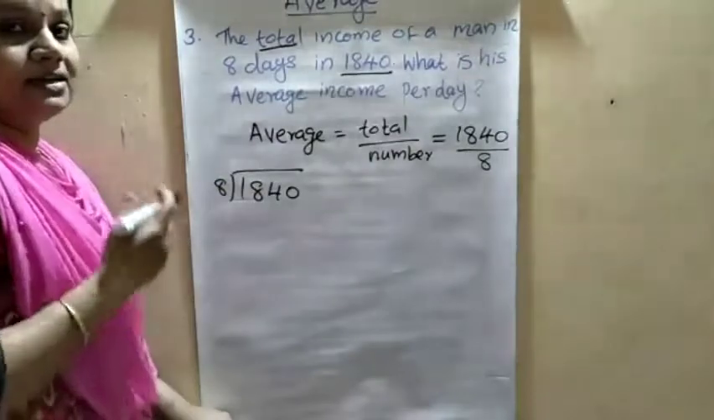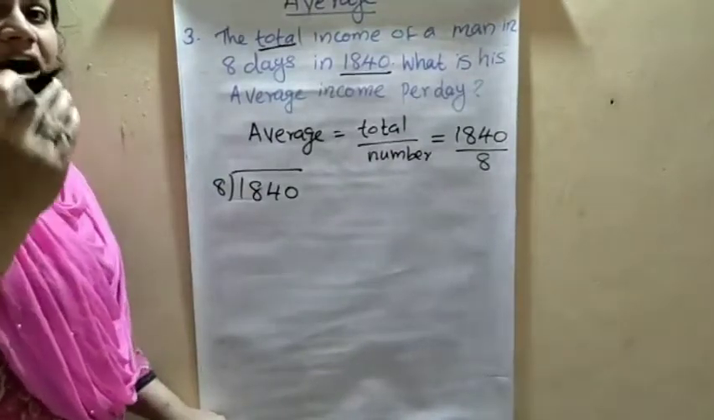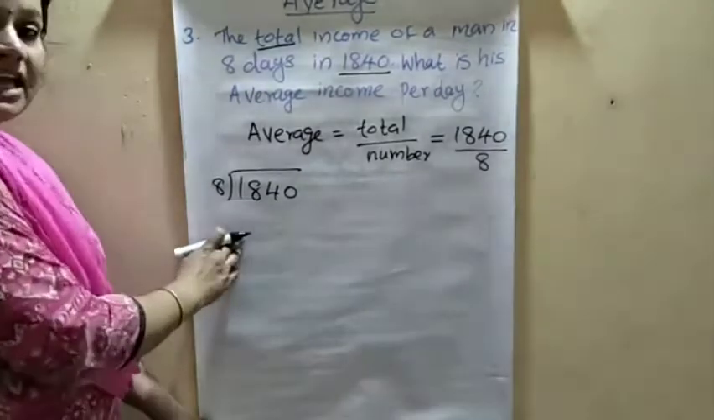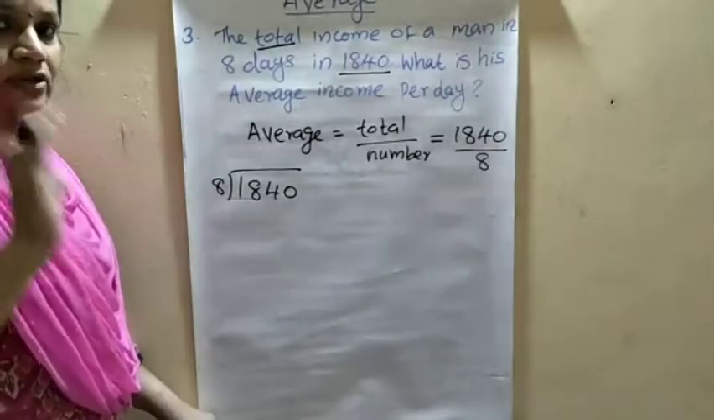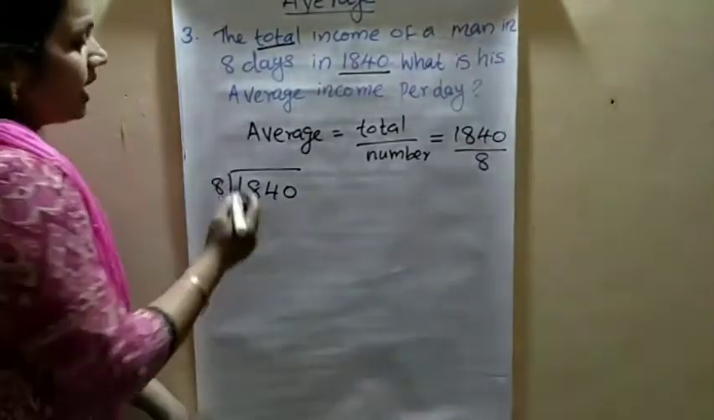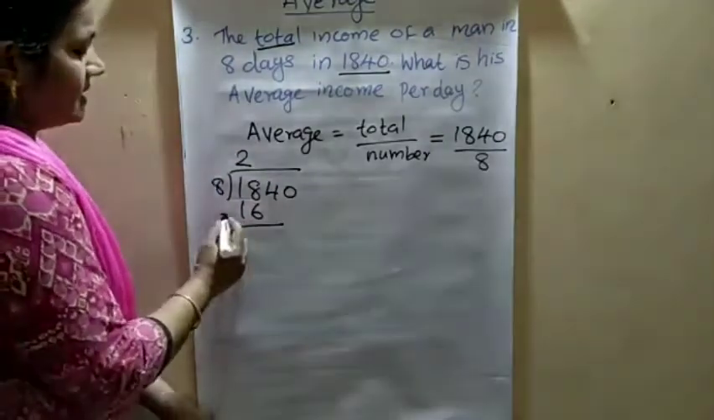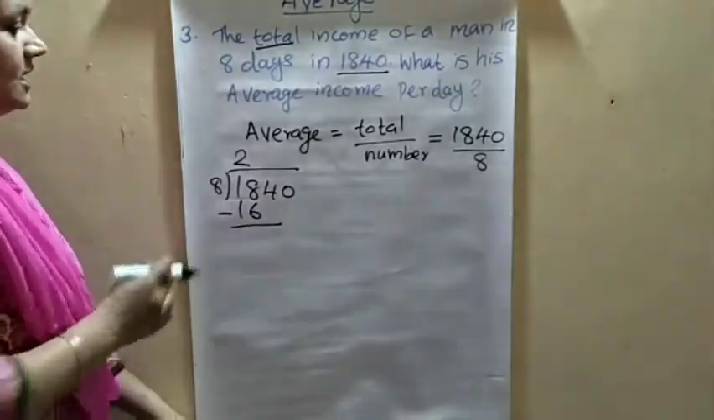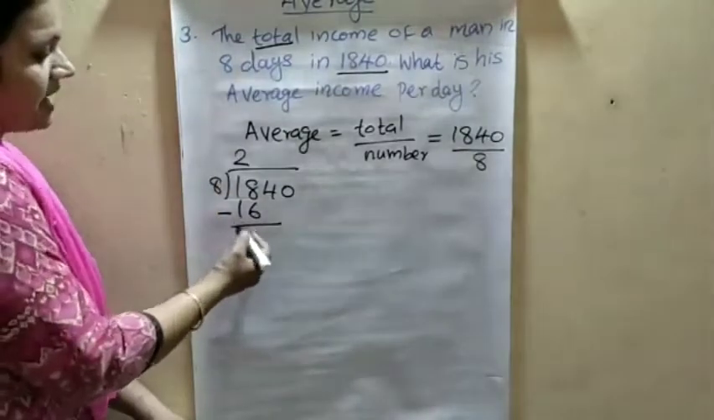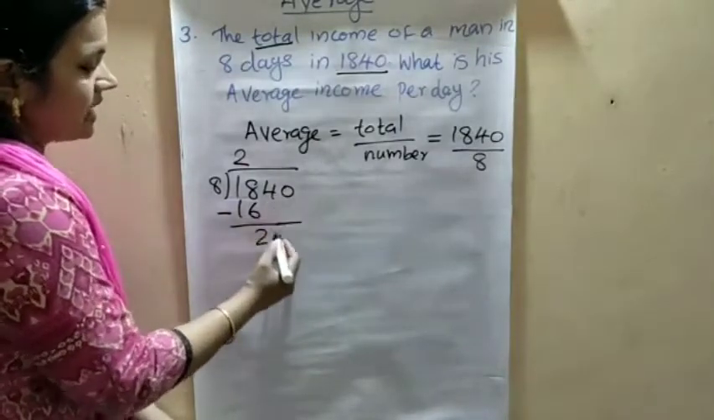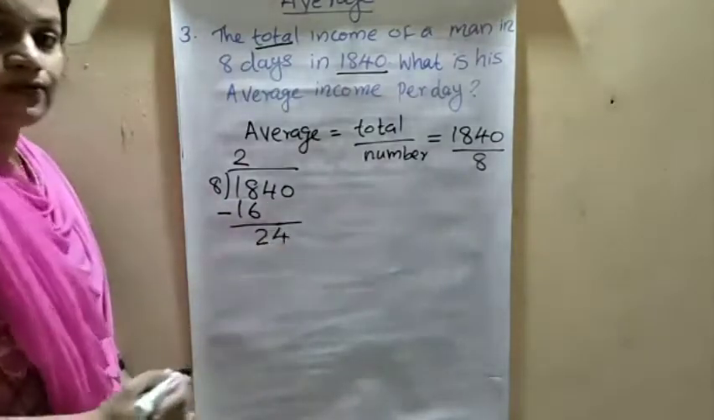Say the table of 8. 8 ones are 8. 8 twos are 16. Here we have only 18. 8 threes are 24, so that is too much. So we take 8 twos are 16. How many in 18? 2 times. Then subtract: 18 minus 16 is 2. Then we write down the next number, 4, making 24.